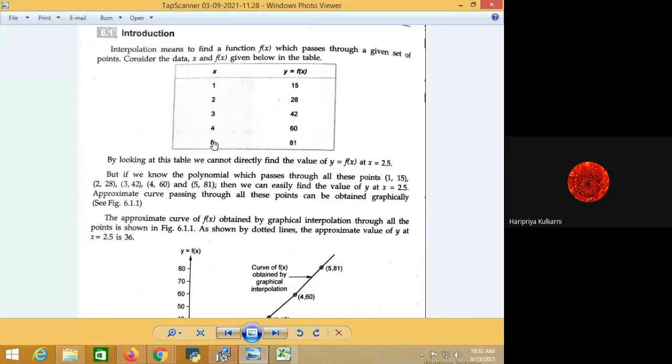Okay, so this is all about interpolation: what interpolation is, and which interpolation formula is to be applied for which corresponding data points. Okay, that's all for this session.